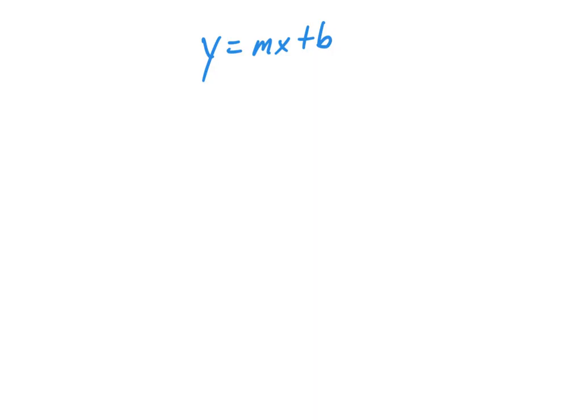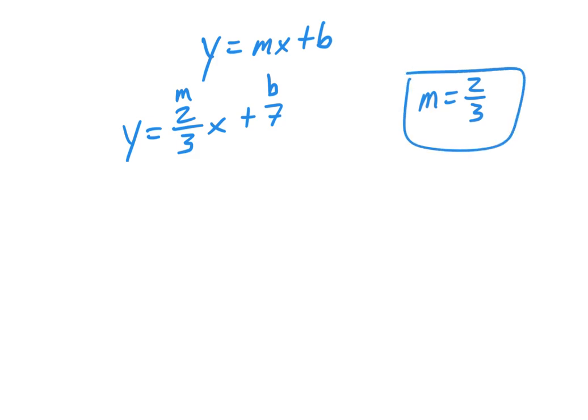Because if I said y equals 2/3 x plus 7, the 2/3 is my slope, 7 is the y-intercept, and my slope is simply just 2/3. That's all there is to it. So if it says find the slope, there's nothing to do. All you got to do is look at it and say, yep, I know that's the slope, and we're done.